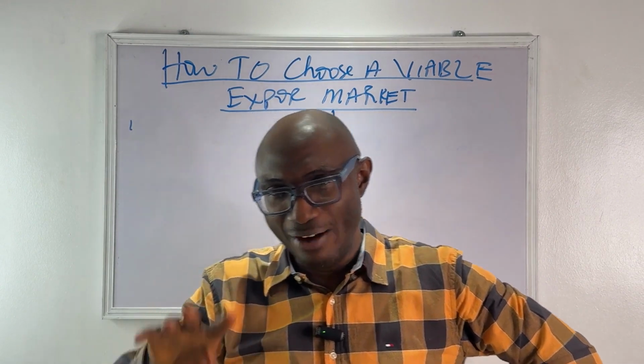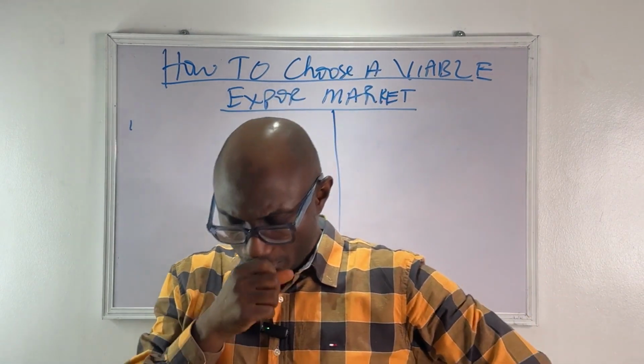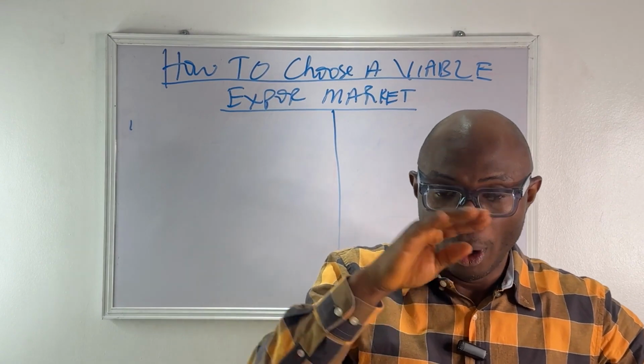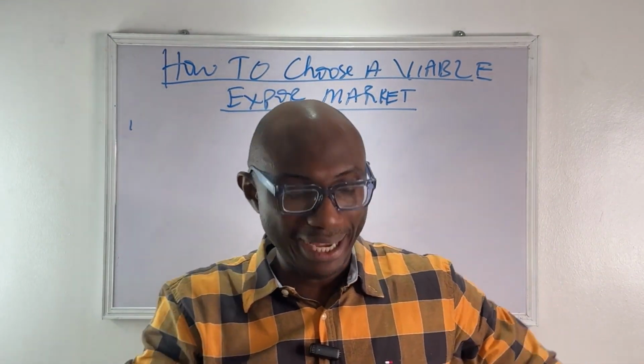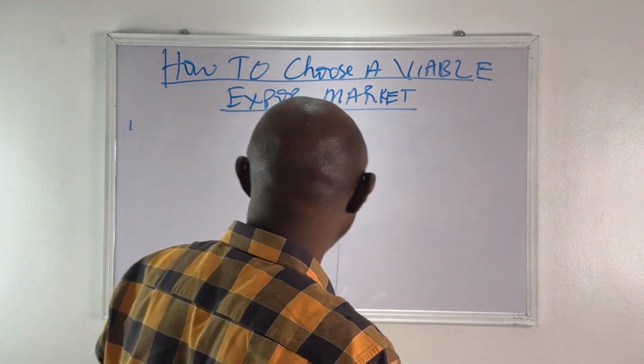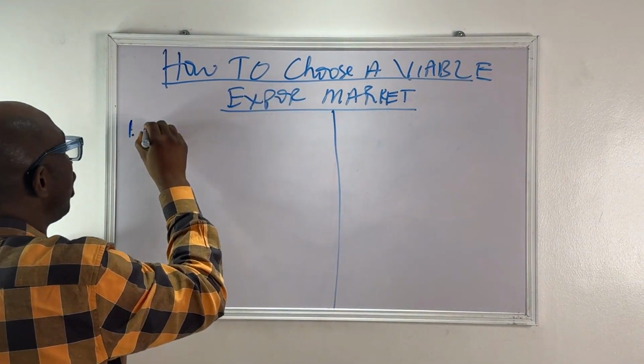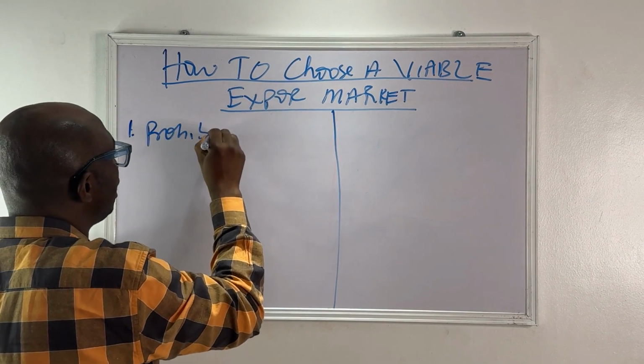Now you want to choose. You now have the option of 3 countries that you want to choose from. What are the factors you need to consider to choose that market? First thing is, this product I want to export, is it on the prohibition list?